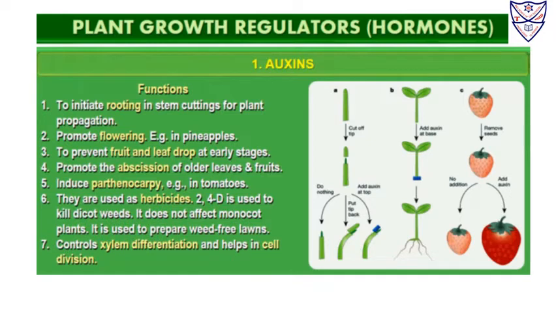Now, the functions of auxins are to initiate rooting in stem cuttings for plant propagation, to promote flowering, to prevent fruit and leaf drop at early stages, to promote the abscission of older leaves and fruit, to induce parthenocarpy in tomatoes. They are also used as herbicides. For example, 2,4-D is used to kill dicot weeds. It does not affect the monocot plant, so it is a very important herbicide, right? It also controls xylem differentiation and helps in cell division.